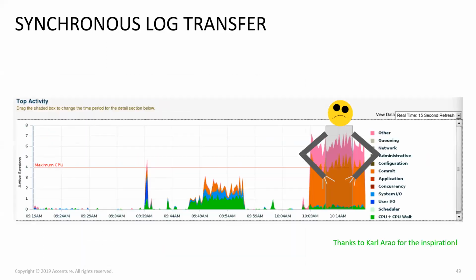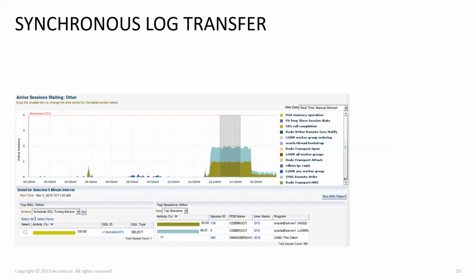So that's not good. And at Halloween, Carl Rao has posted a picture of a really bad performance problem. I don't know if it was network related, but I thought that was pretty funny. So I tried to imitate his art. And if you then zoom into the wait class Other, I just wanted to show you that actually sync remote write and redo transport misc, they're the ones that contribute quite a bit to the load on the system.